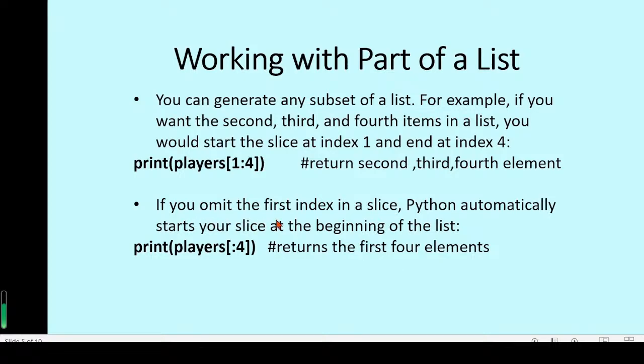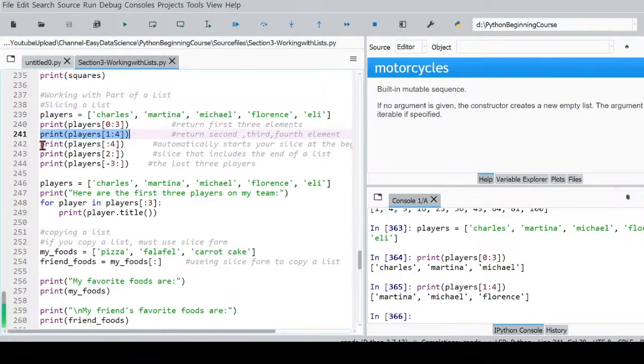And if you omit the first index in a slice, Python automatically starts your slice at the beginning of the list. So if you just write [:4], then it will return the first 4 elements. So we return the first 4 elements with [:4].